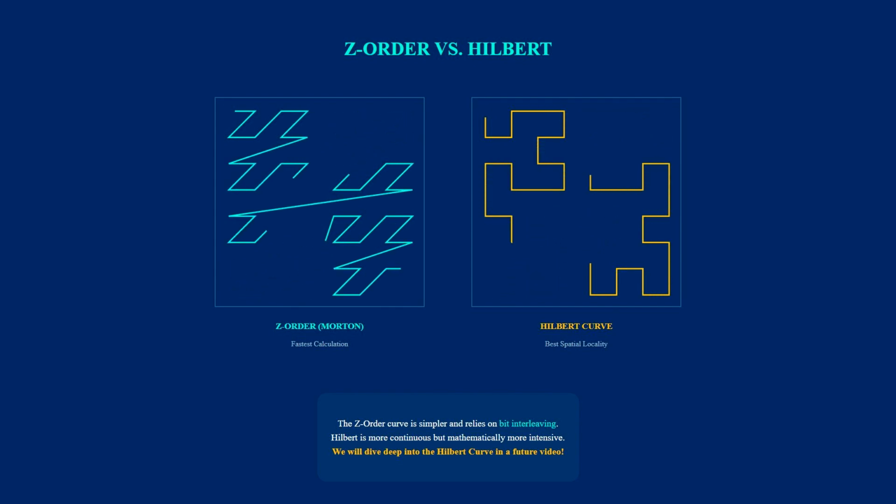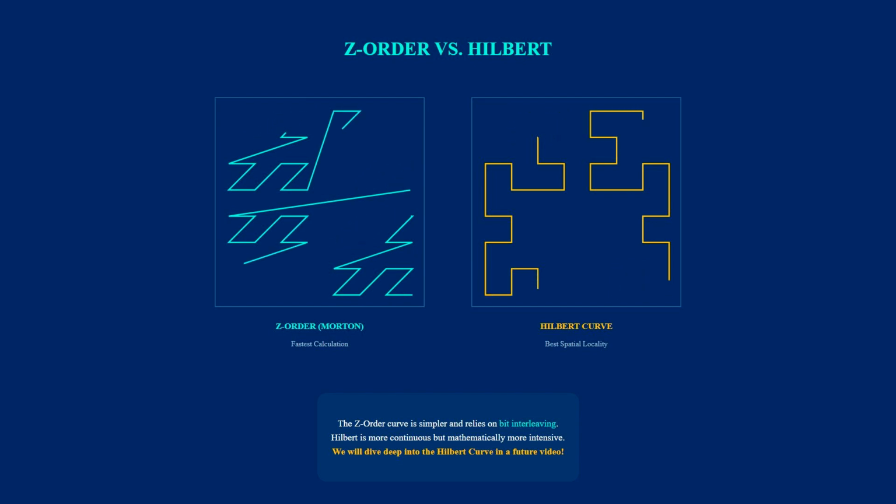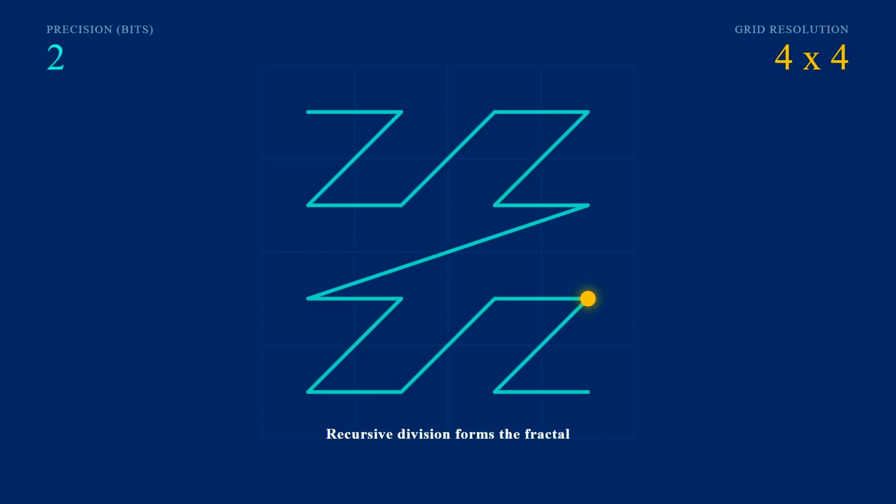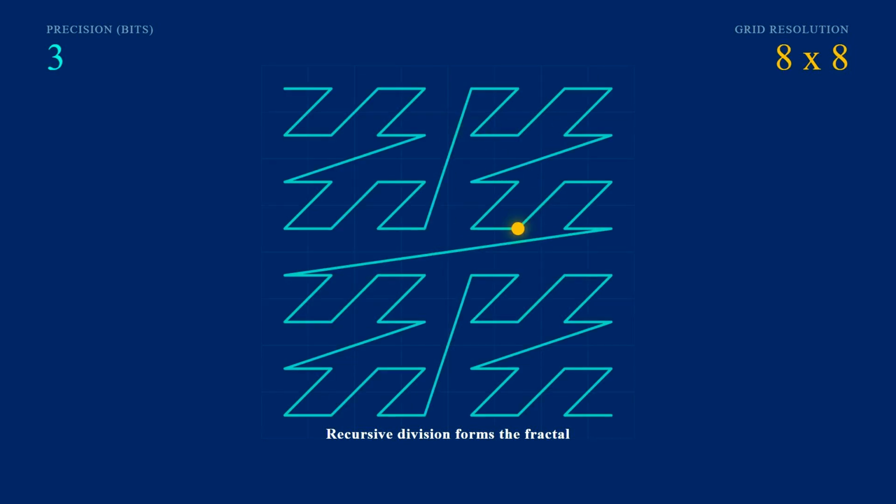Let's watch the curve form as we increase the precision to its theoretical limits. At 1 bit, we have a simple 2x2 grid. But as we add bits, the grid grows exponentially, and our Z-shape replicates and connects into a deeper, mesmerizing fractal. At 8 bits, we have a dense 256 by 256 resolution. That's over 65,000 unique addresses stored in a single linear line. Watch the yellow point as it traverses the path.